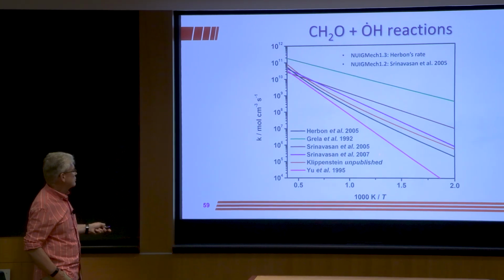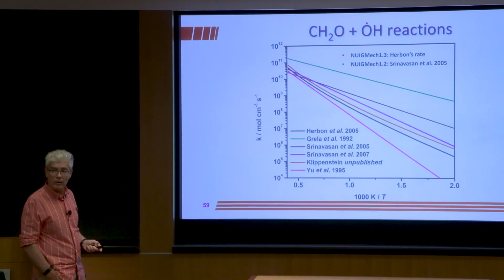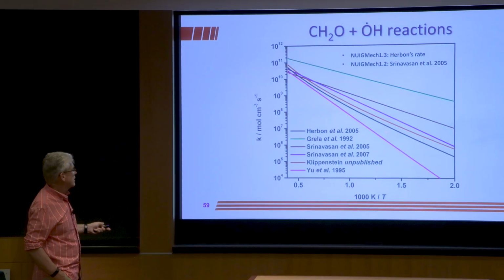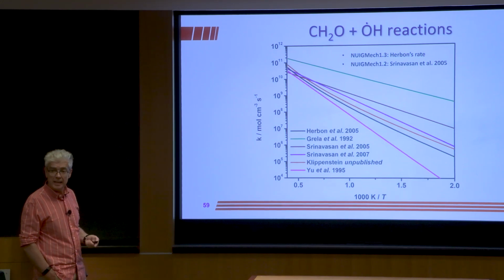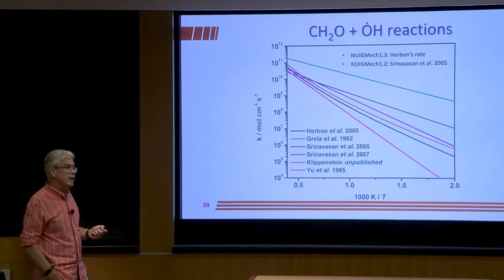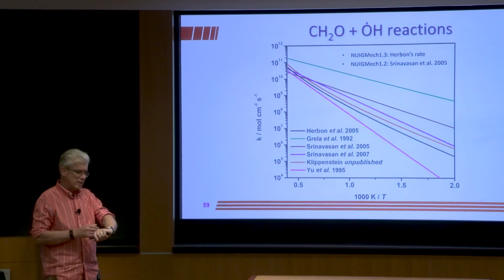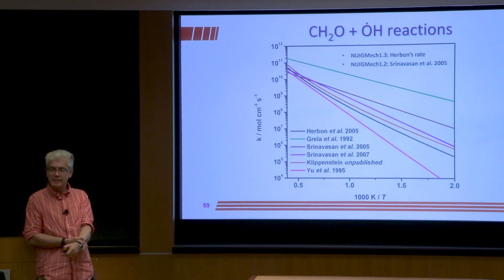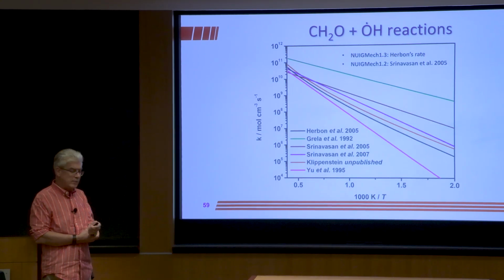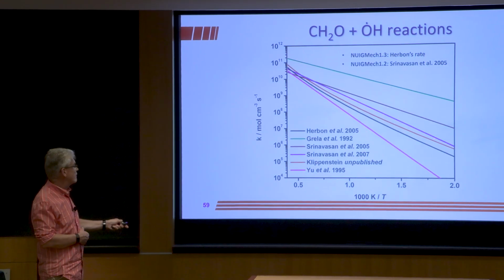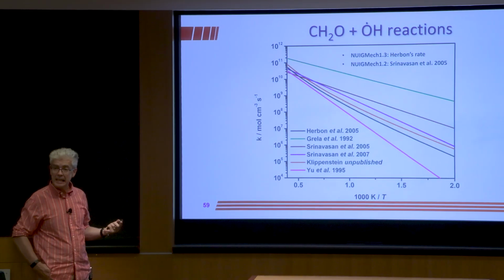And then here's one that was calculated by Dr. Stephen Klippenstein at Argonne Labs, okay? So it paralleled the Herbon one, but it was always faster than it, okay? Stephen calculated this because I asked him to, and he sent me the rate constant, right? But when I was optimizing my mechanism and trying to optimize the rate constants in the mechanism to fit the data, I actually arrived at a rate constant that was within 25% of the red line that he calculated.